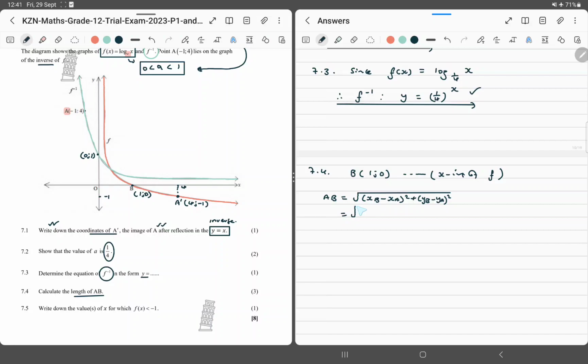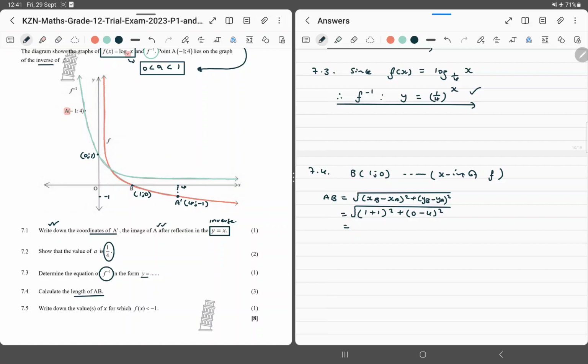Now we can try and substitute into the correct formula. So x at B is 1 minus that one is going to be plus 1, all squared. Now y at B is 0 minus 4, all squared. Now let's put it onto the calculator and not waste our time.